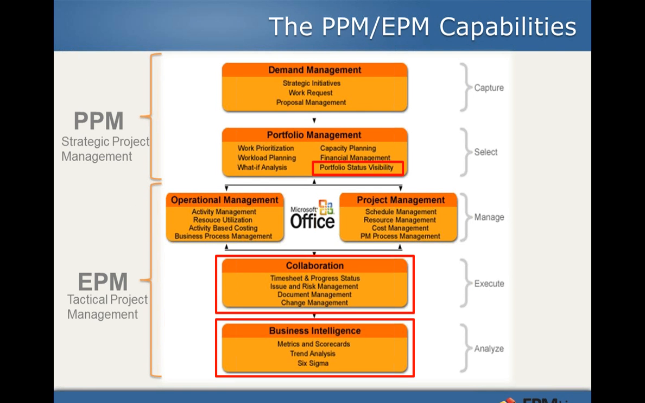So in the PPM and EPM capabilities arena here, we call this our big picture. The areas that we're going to focus on today are highlighted in the red boxes. The reporting and communication is really going to focus on visibility of the portfolio of your projects, the collaborative tools and the collaboration aspects of that, and definitely the reporting aspects of things in the business intelligence area. So the main focus of what we're going to talk about today focuses in these areas of the big picture.